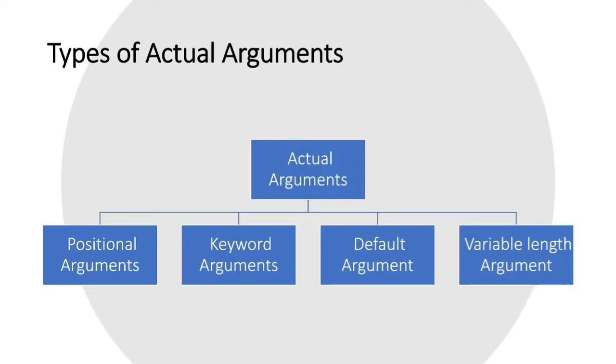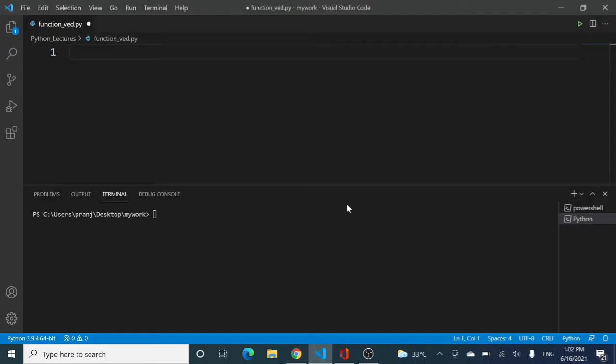Now the actual arguments that are used in a function call are of four types. The first one is the positional argument, then the keyword arguments, default arguments, and variable length arguments, right? So all four of them have their own characteristics and working. So let us look at them one by one. So the first actual argument that we are going to study is the positional arguments, right?